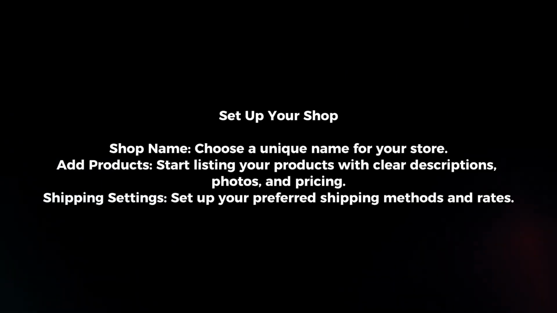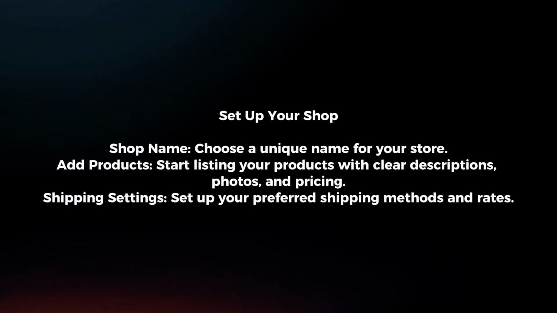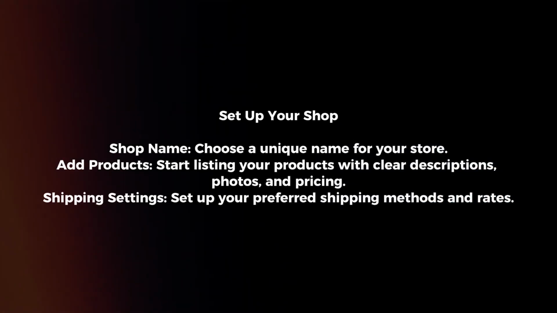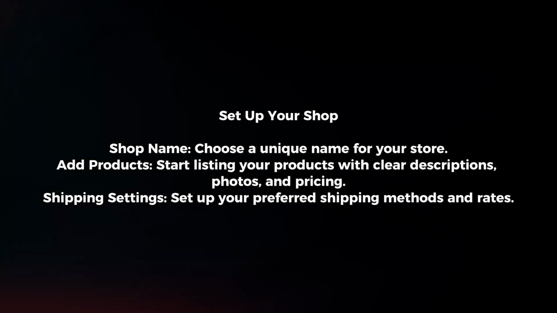Set up your shop. Shop name. Choose a unique name for your store. Add products. Start listing your products with clear descriptions, photos, and pricing. Shipping settings. Set up your preferred shipping methods and rates.